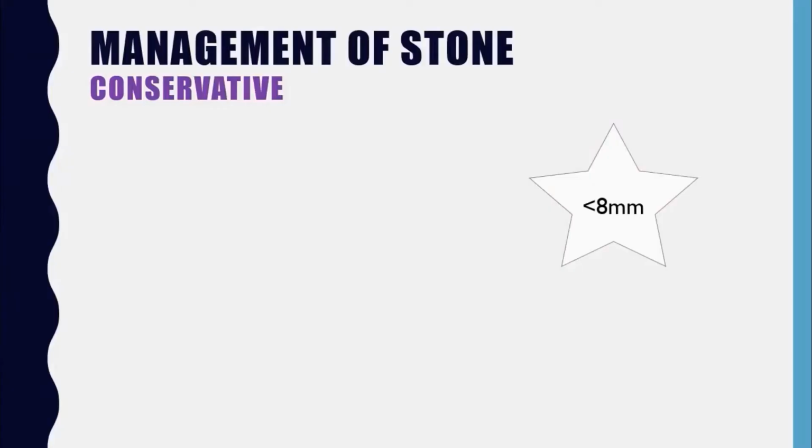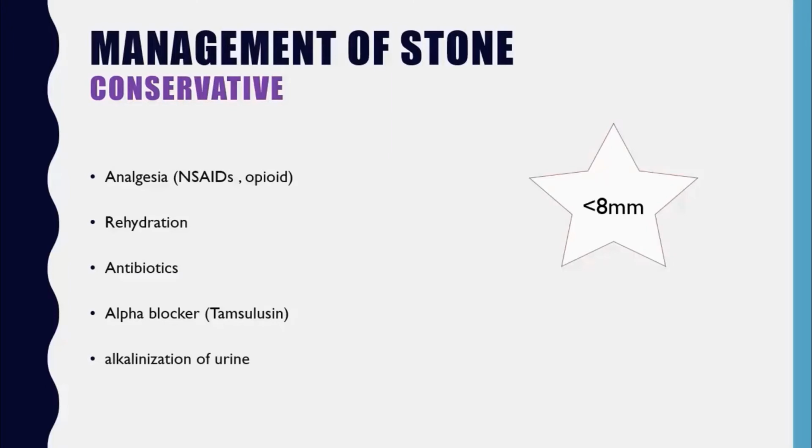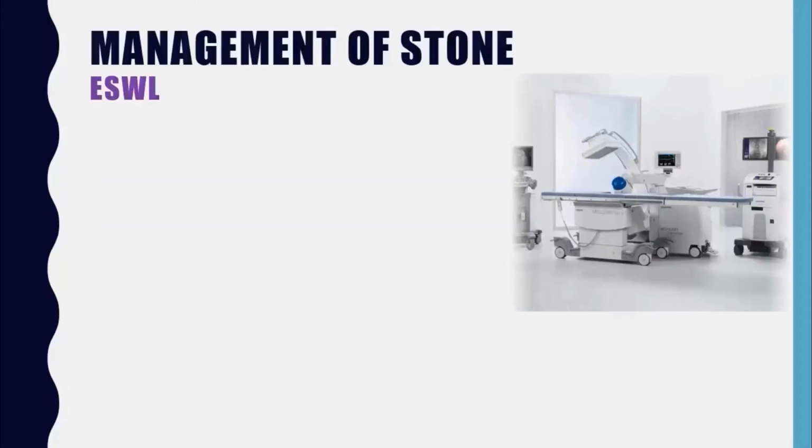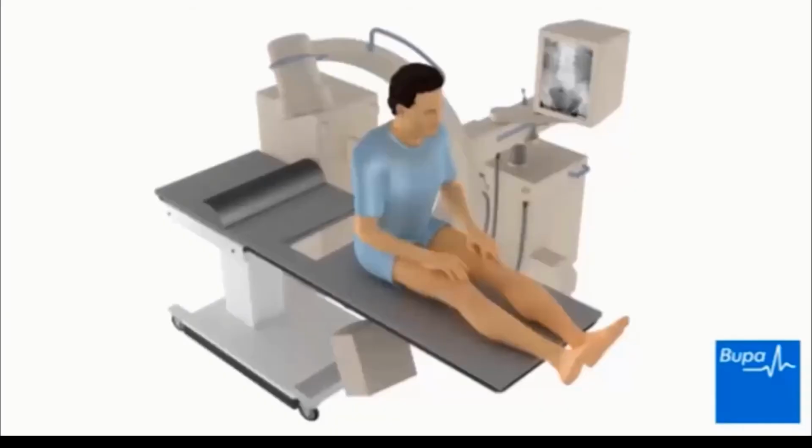Conservative management of the stone includes analgesia, rehydration because sometimes the patient has vomiting, antibiotics if secondary infection occurs, an alpha blocker which causes smooth muscle relaxation in the urinary tract and helps relieve pain and pass the stone more easily, and alkalinization of the urine because some substances are more soluble in an alkaline environment. Regarding ESWL, as we said, it is used for stones smaller than 20 mm and less than 800 Hounsfield.